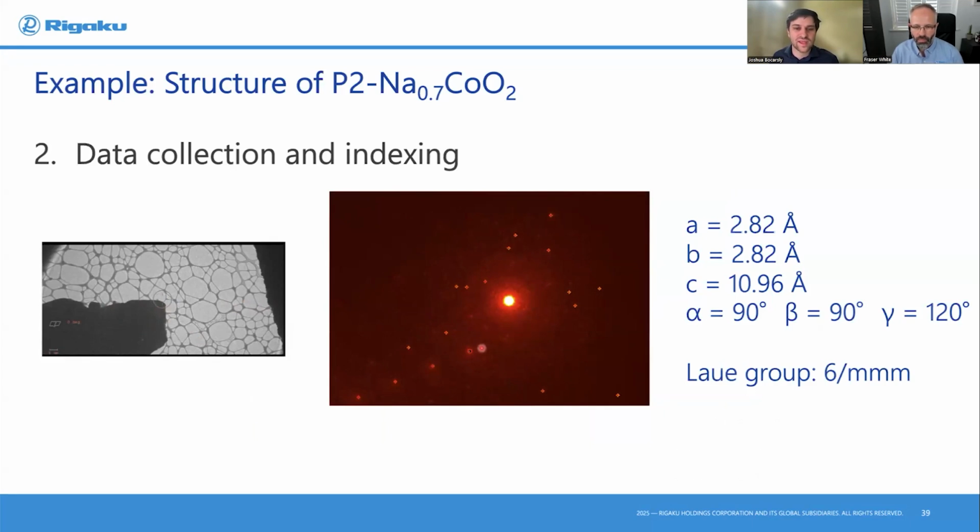And this is then indexed to find a likely unit cell. And so in this case, we found a hexagonal cell with A and B around 2.82 angstroms and C close to 11 angstroms.